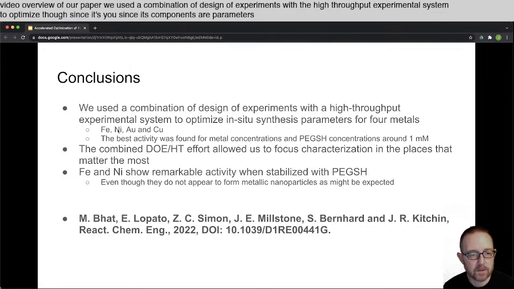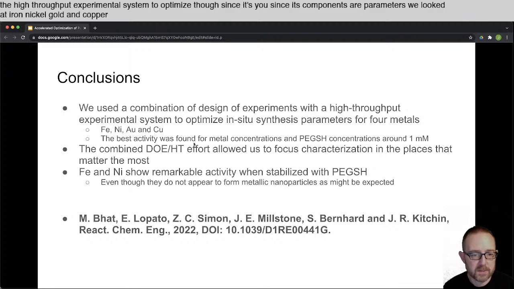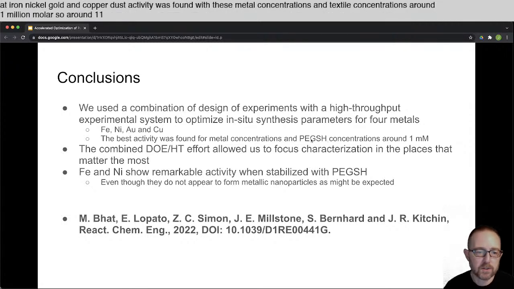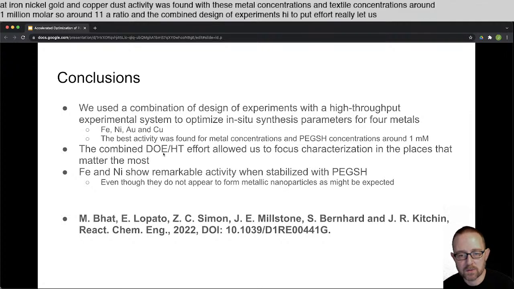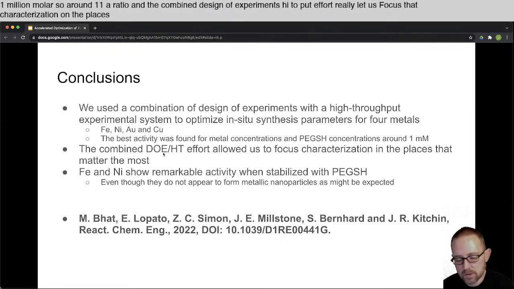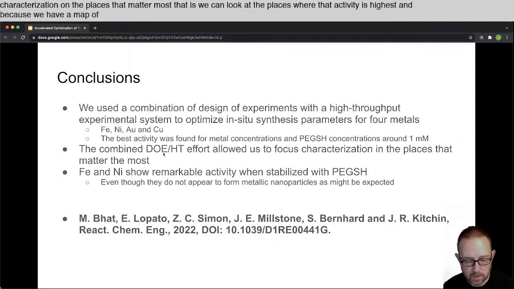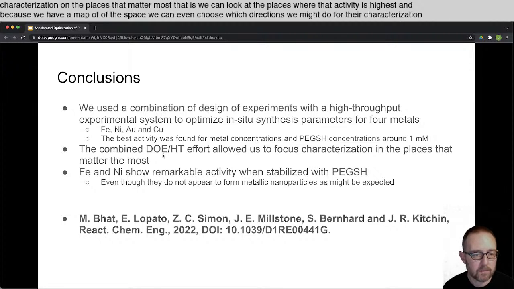We looked at iron, nickel, gold, and copper. The best activity was found with metal concentrations and PEG-thiol concentrations around 1 millimolar, so around a 1-to-1 ratio. The combined design of experiment and high throughput effort really let us focus the characterization on the places that matter most. That is, we can look at the places where the activity is highest, and because we have a map of the space, we can even choose which directions we might do further characterization on.